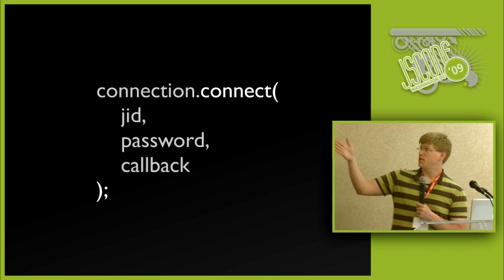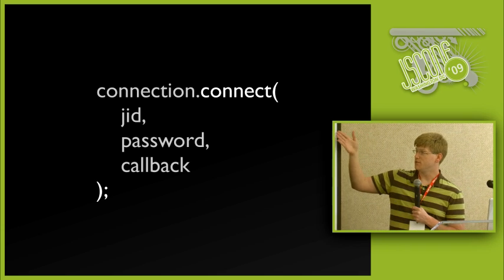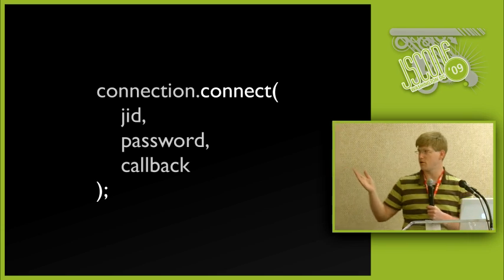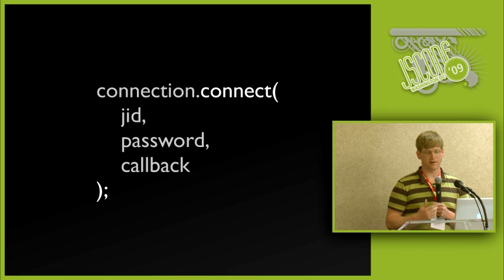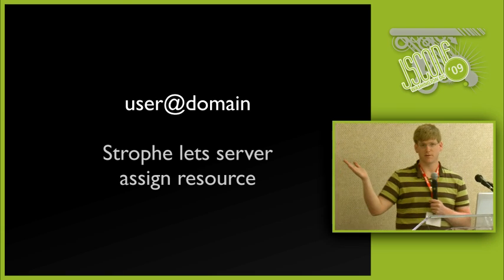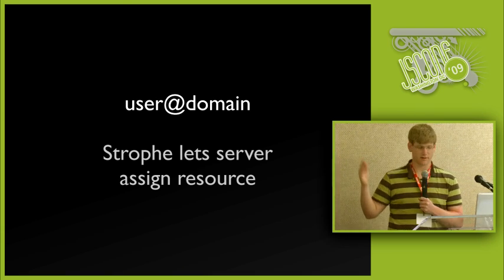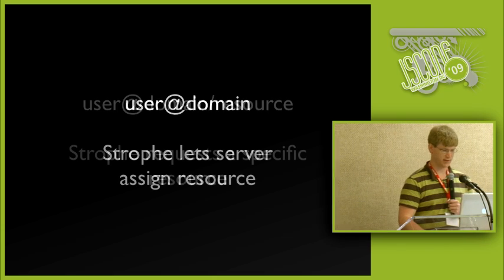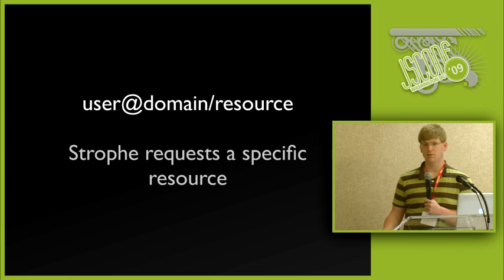Once you have this connection object, you can call the connect function and pass it the username and password. And there's also a callback. And the callback will get called whenever the connection state changes. If you pass in a username like user@domain, then the server will give you a resource. Like we saw those earlier, so every connection has one of these. You can pass in a resource and it'll use that one.